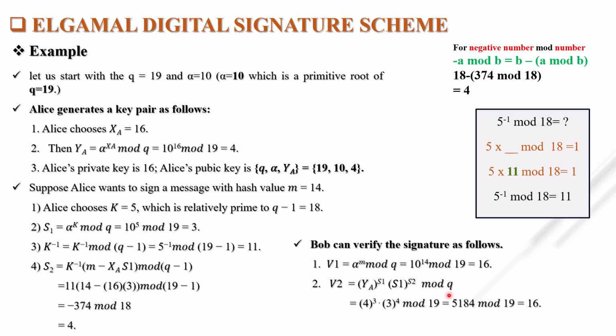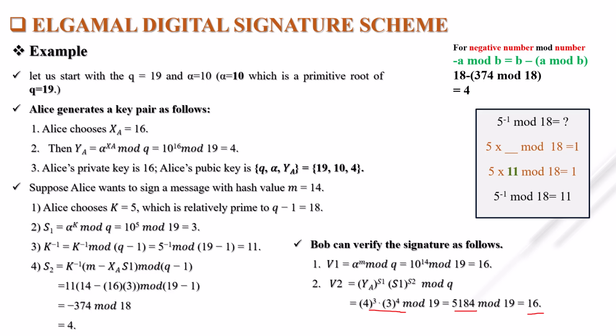So what is our YA? 4. What is our signature 1? 3. 4 raised to 3 into 3 raised to 4 mod 19. What is the value of 4 raised to 3 times 3 raised to 4? 5184. Okay. Now 5184 mod 19 is 16.